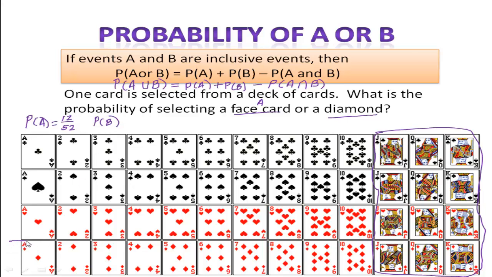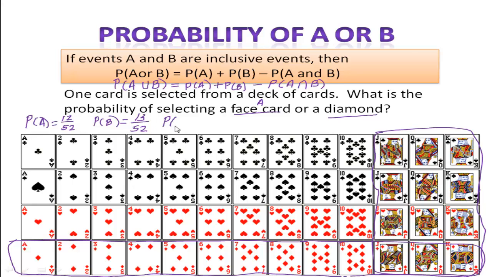So these are all the cards that are diamonds. And notice that when I circle my diamonds, I'm including 3 face cards that I had already included in my first probability. That means I've already accounted for them, right? So the probability of B is equal to how many diamonds? There are 13 diamonds. 2, 4, 6, 8, 10. Yep, 13 diamonds. So 13 out of 52.